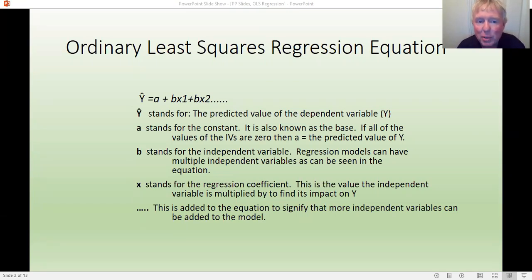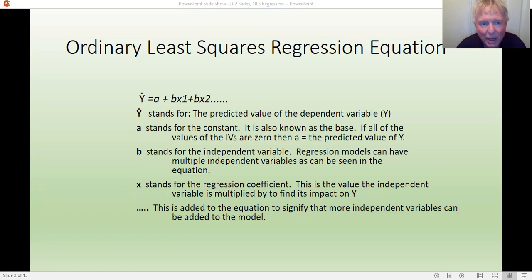So your prediction of the dependent variable in a regression model equals a plus bx1 plus bx2 all the way out, depending on how many variables you have. Okay, you can have one variable in a regression, or you can have 10, or you can have 20. Once you get to 20, things start to get problematic. But you can have a lot of different variables in a regression. And this is important because it allows you to do things like control for outside factors and things like that. And it's what makes regression such a valuable tool.